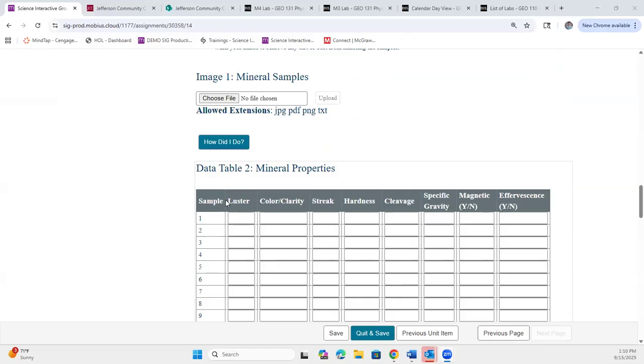luster. If you look at number one, does it look like a metal or not? And we definitely can say that this looks like a metal, so we would say it's metallic. Color, I would describe number one as gold.